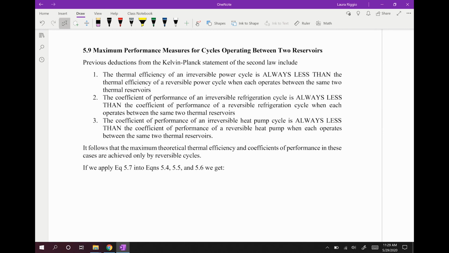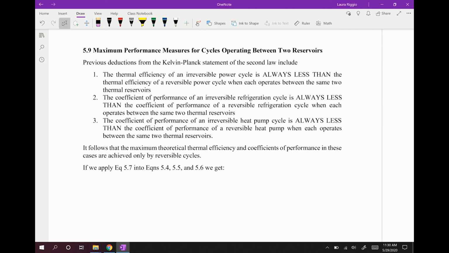Basically, we're going to put everything together from our Kelvin-Planck statements. We know that the thermal efficiency of an irreversible power cycle is always less than the thermal efficiency of a reversible power cycle when it operates between the same two thermal reservoirs. The coefficient of performance of an irreversible refrigeration cycle is always less than the coefficient of performance of a reversible refrigeration cycle when operating between the same two thermal reservoirs, and the coefficient of performance of an irreversible heat pump cycle is always less than the coefficient of performance of a reversible heat pump cycle when it operates between the same two thermal reservoirs.